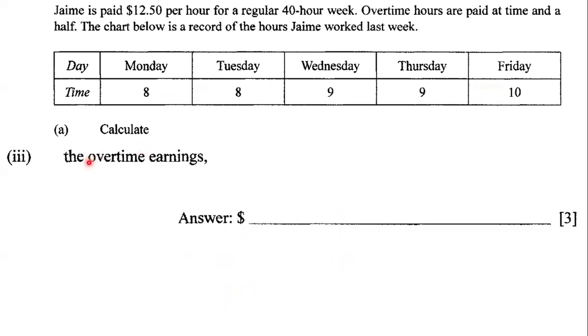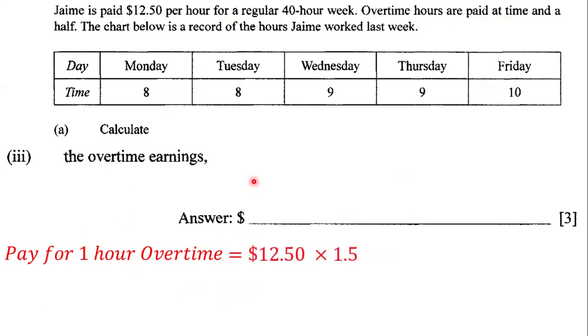Next, it says calculate the overtime earnings. In order for us to figure out her overtime earnings, we're going to determine how much she is paid for 1 hour of overtime worked. Notice that they said that overtime hours are paid at time and a half. And so that means that we have to take her hourly rate and multiply it by 1.5, because they say time and a half. So we have 12.50 multiplied by 1.5, and 12.50 multiplied by 1.5 is going to be $18.75.